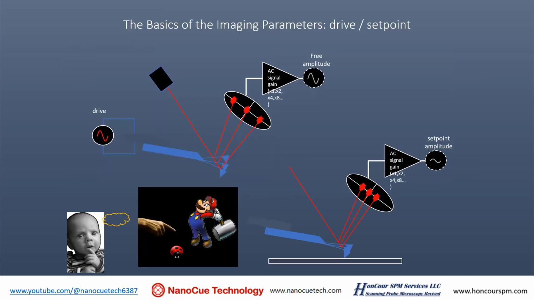And there's many other parameters. In this case, some of the very important things are, for example, drive and set point. Set point, people adjust this a lot. However, I have yet to see anybody actively adjust the drive, because drive in a tapping mode imaging is not something that's obvious that you need to optimize. However, in my experience, drive is very important.